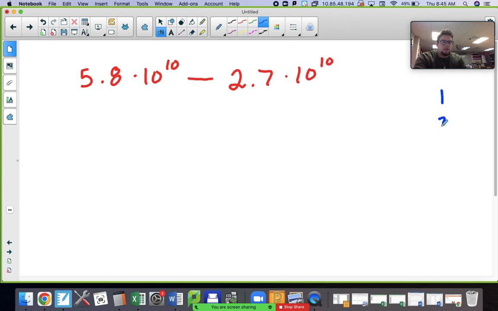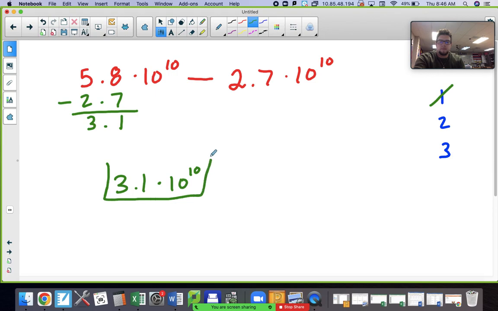So if I look at my three little checkpoints as we go through, step number one is all about having the same powers, which we got. Step number two is to subtract. So I'm going to take 5.8 and I'm going to subtract 2.7. We get 3.1. We keep that same power, 10 to the 10th, and we check to make sure it's in scientific notation. One digit left of the decimal, two decimal places. We have our answer. Of course, they're not all going to be that straightforward.